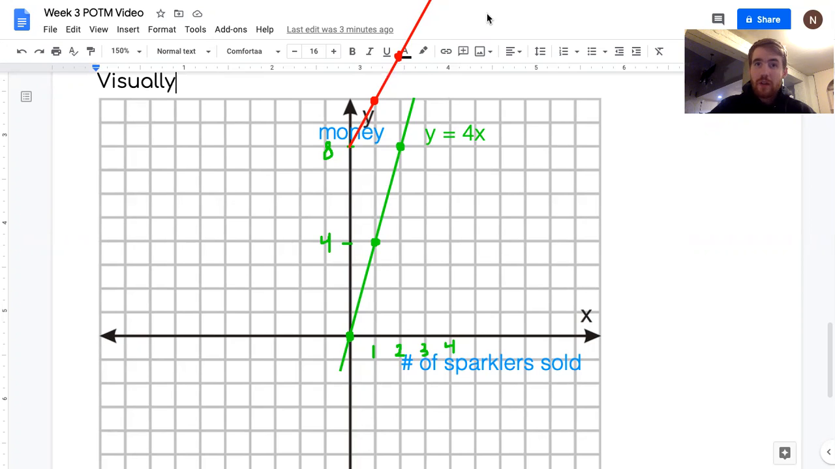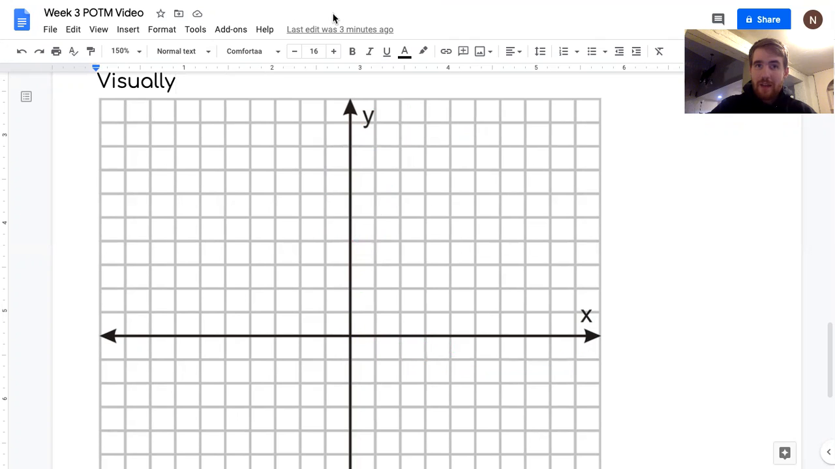One thing you can do, if you're thinking, okay, but I can't do a graph big enough to do this, well, you don't need to, because you can just change the labels. Maybe instead, this is still the number of sparklers sold, and this is still money, but now we're going to label them a little bit differently.